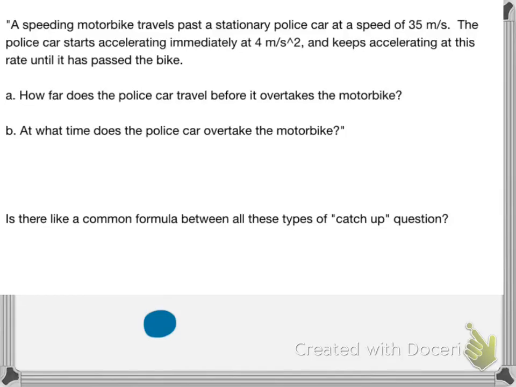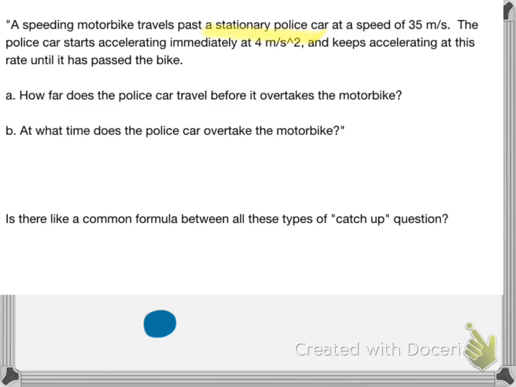Okay, here's an interesting problem, a motion problem, and it involves a situation where we've got two moving vehicles. One's at a constant speed, the other one's accelerating, and we're going to look at when one catches up to the other. That's the crux of the problem.